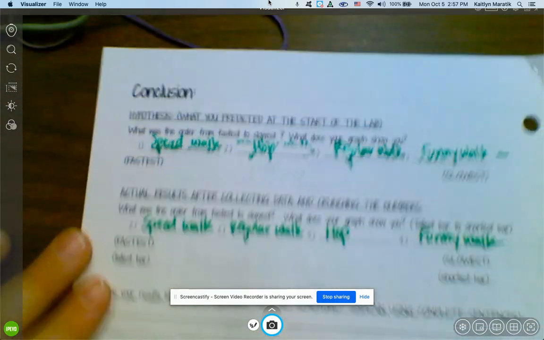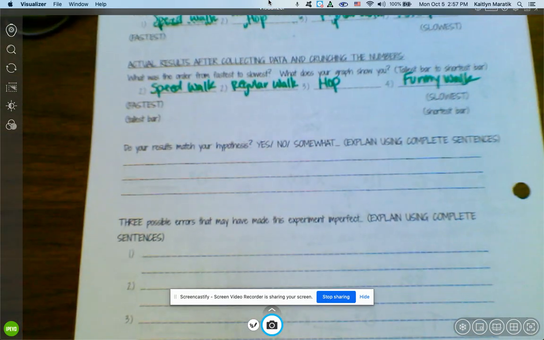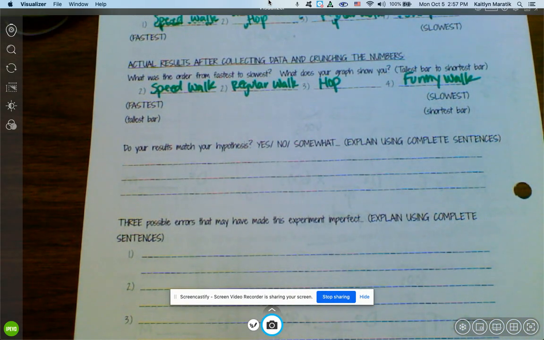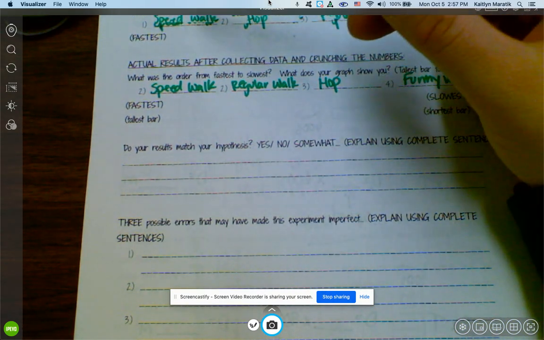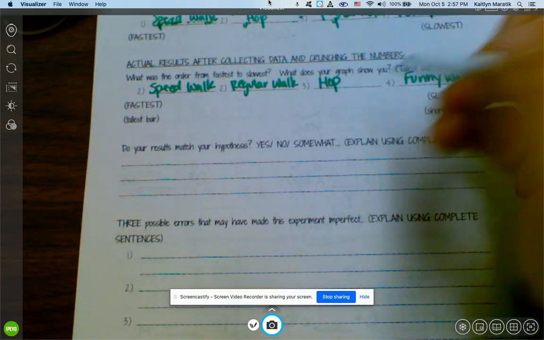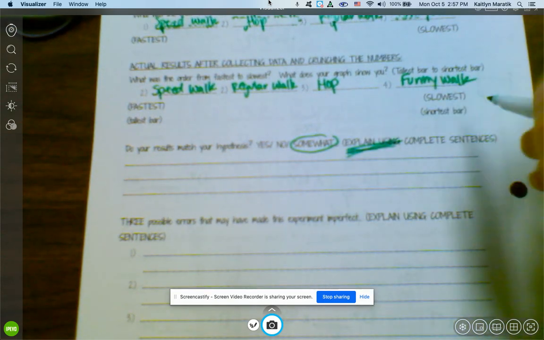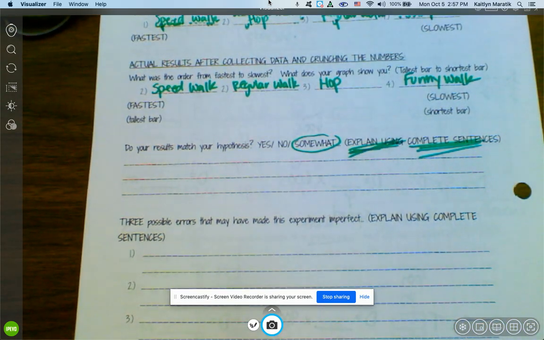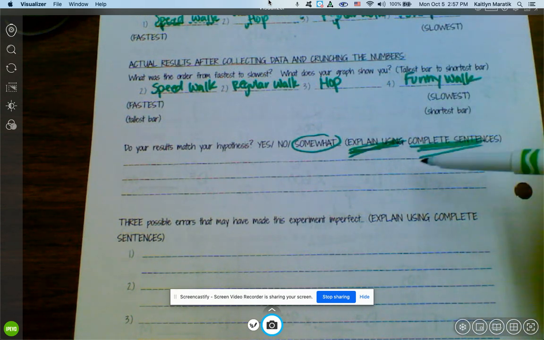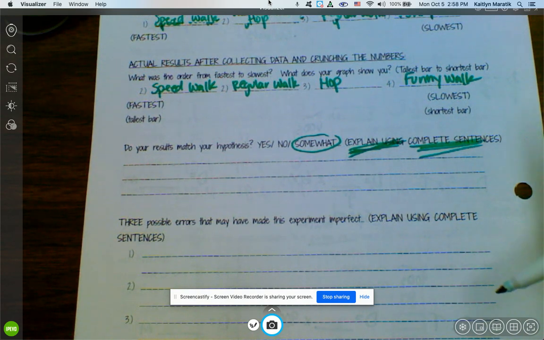Now I've actually got my hypothesis versus my actual. So, do your results match your hypothesis? Yes, no, somewhat, explain. For mine, I did pretty good with speed walking and funny walking, but I didn't have hopping and regular walking, so I'd say somewhat. And now I will explain with complete sentences. There's 3 lines there. I'm expecting to see at least a full sentence, maybe even 2.